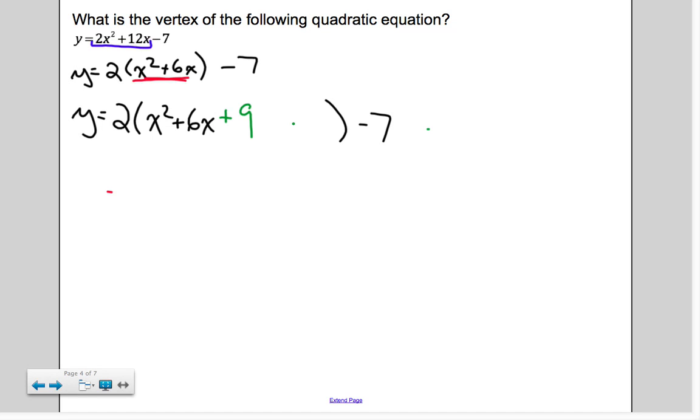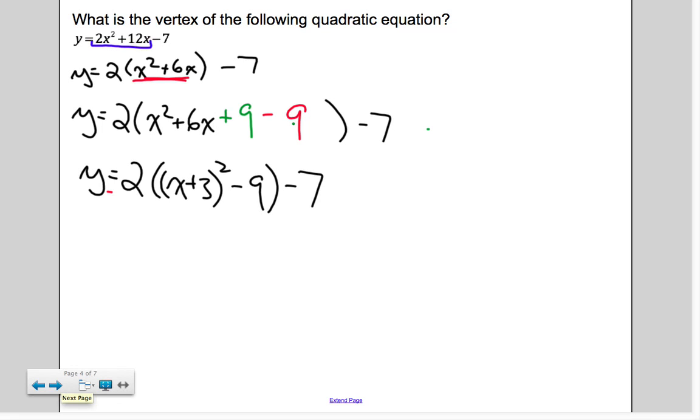Don't you put it outside because if it's inside then that 2 on the outside will change that number? Is the 2 going to affect this number as well? Yes. Since the 2 affects this number as well, we need to keep the negative 9 on the inside. We keep treating the things in the brackets almost like a separate entity, so the minus 9 stays within the brackets. Now we have a perfect square trinomial: x plus 3 quantity squared minus 9 minus 7.